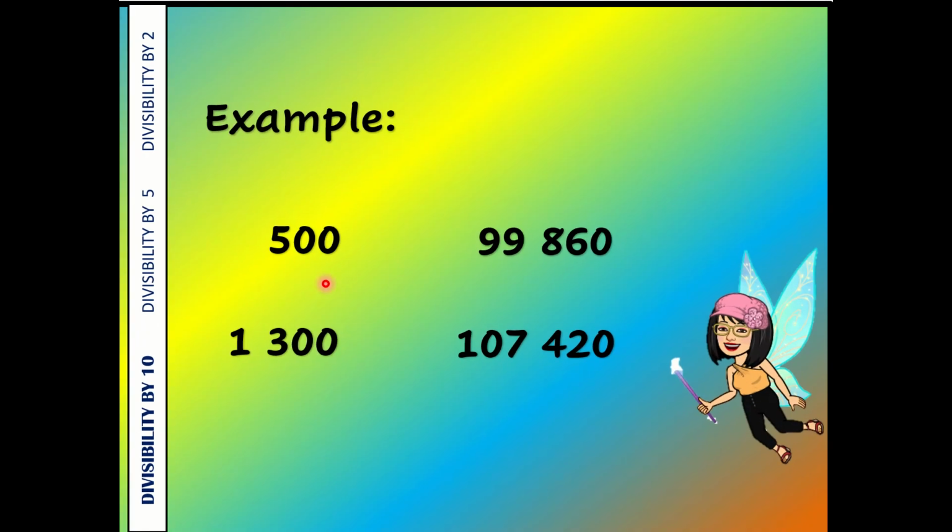Examples are 500, 1,300, 99,860, and 107,420. They all end in 0. The ones digits are all 0.